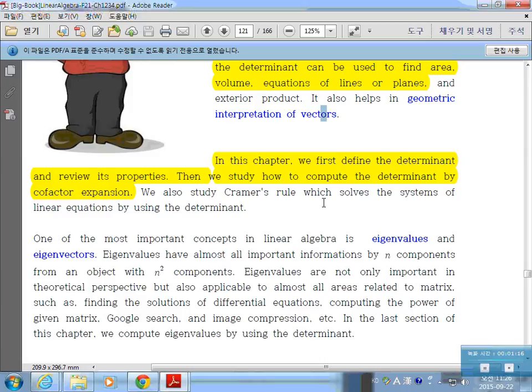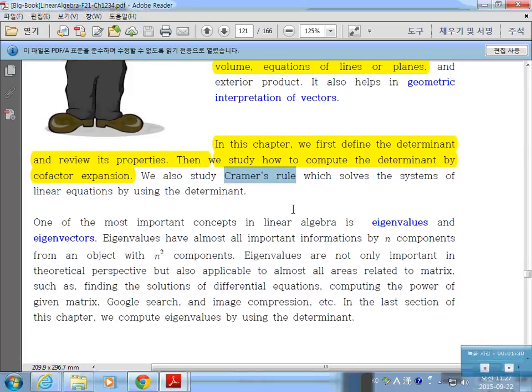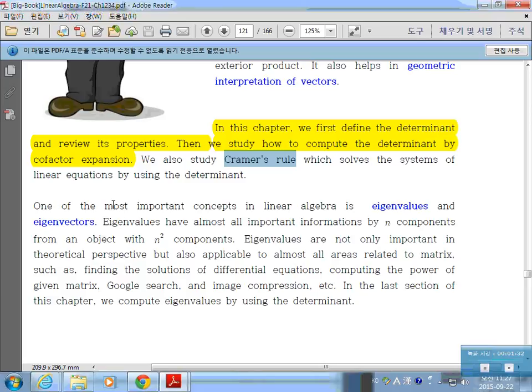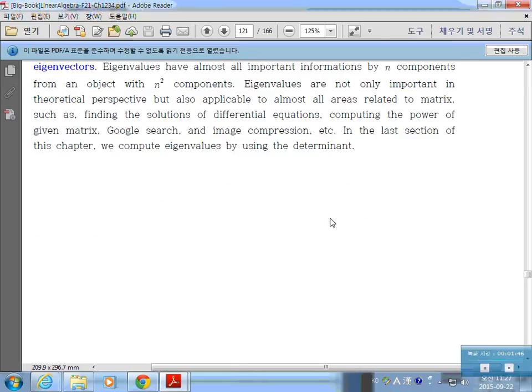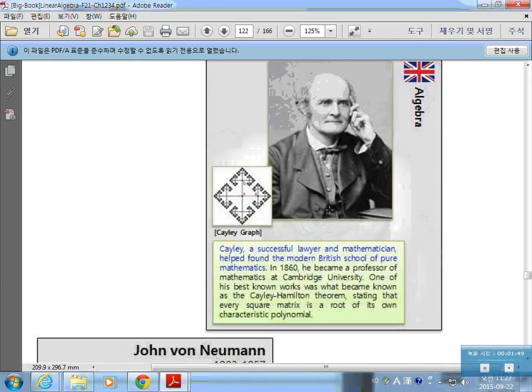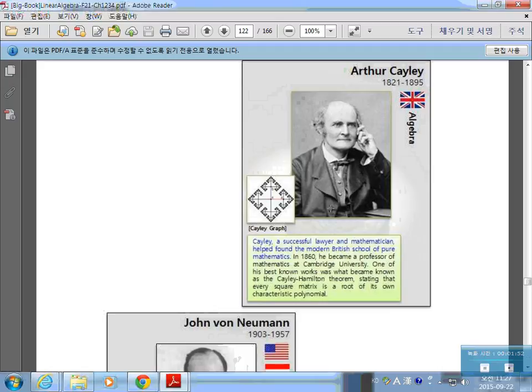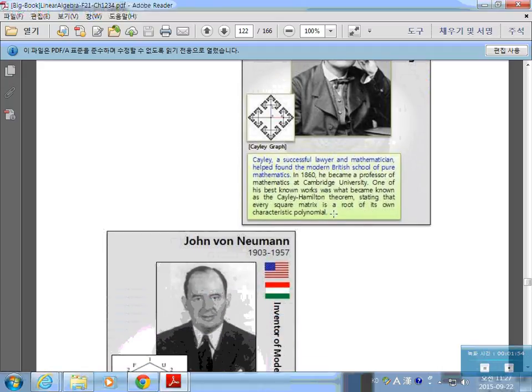In this chapter, we first define the determinant and review its properties. Then we study how to compute the determinant by cofactor expansions, and Cramer's rule will be covered. In the last section of Chapter 4, we will introduce eigenvalues and eigenvectors, which are the most important concept in linear algebra. Arthur Cayley made great contributions to the early research on the theory of matrices.